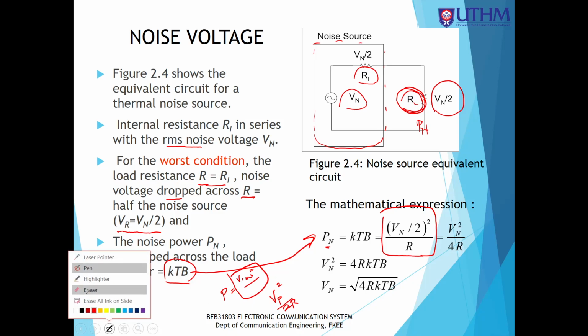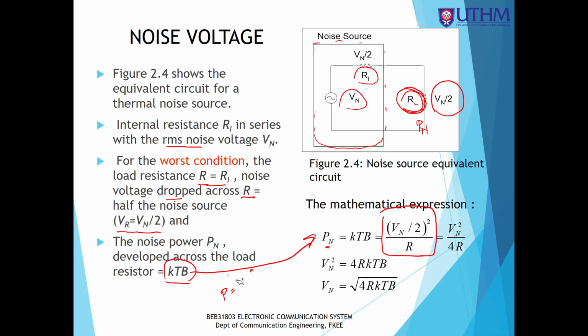I repeat again. Power is equal to V RMS squared divided by R, or you can say that power is equal to V peak squared divided by 2R. Since we are using an RMS voltage here, we can use these equations.